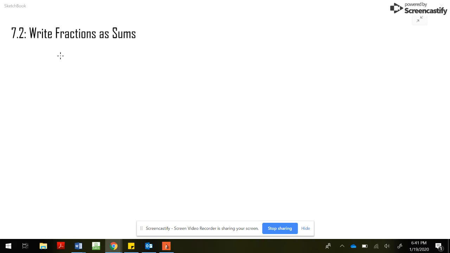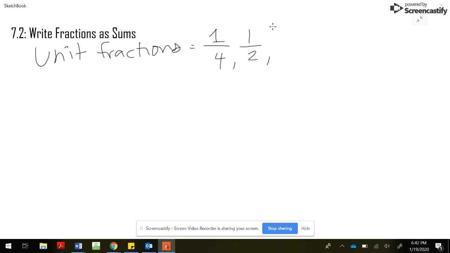One of the big things we talk about is something called unit fractions. A unit fraction is just going to mean it's the smallest piece we can get, or it's going to have a numerator, or a top, of 1. So 1/4, 1/2, 1/3. It's not going to be 2/4 or 3/4, any of that stuff. We're thinking these are the smallest we can get. We can use unit fractions to equal 2/4 or 3/4.